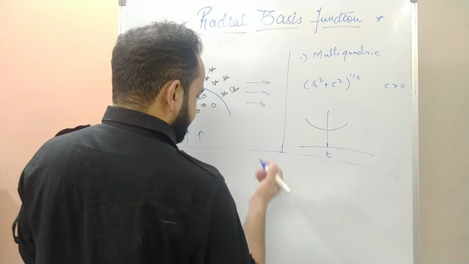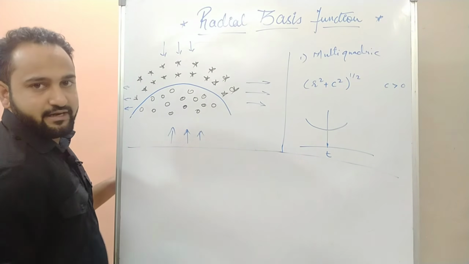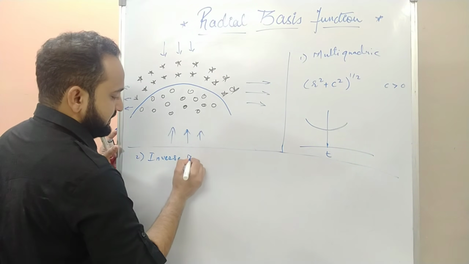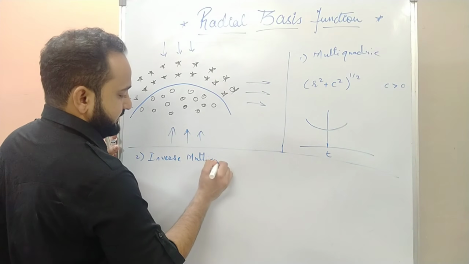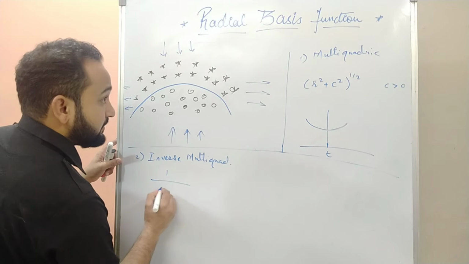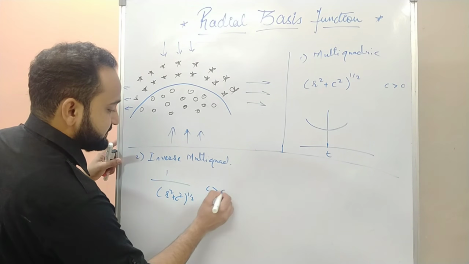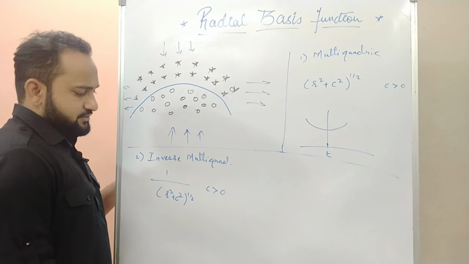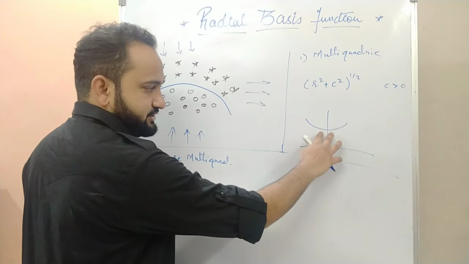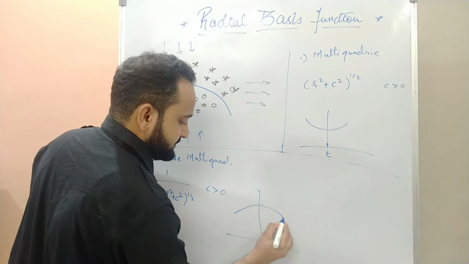The second function is the inverse of multi-quadric. What will be the inverse of it? Tell me. Inverse is simply 1 upon (r square plus c square) raised to half, again where the value of c is greater than 0. How does the graph of it look? It looks just opposite of it. So it looks something like this.